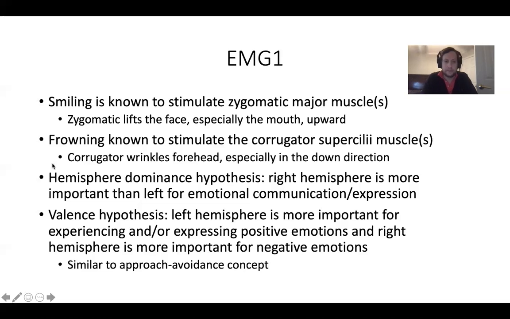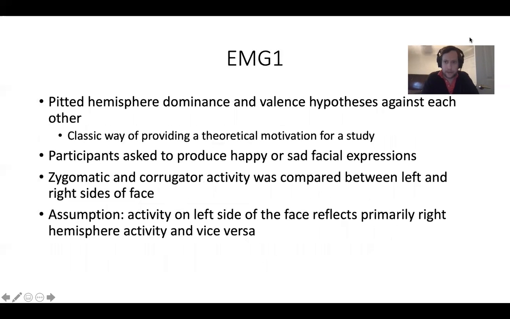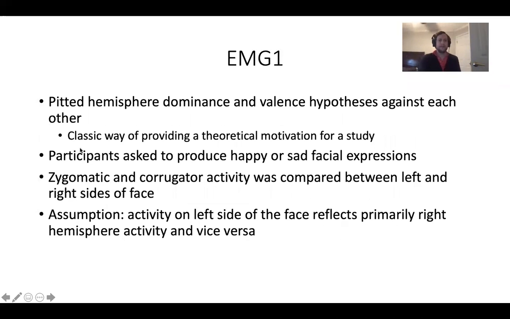So these theories make pretty clearly different predictions about the types of behavior that people should show with their muscles when they are expressing different types of emotions. And as you probably remember from EMG1, participants were asked to produce happy or sad facial expressions, and the researchers were interested in which sides of the face become more activated.